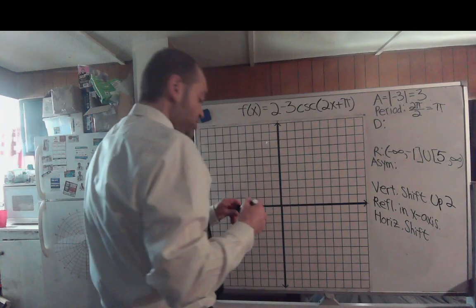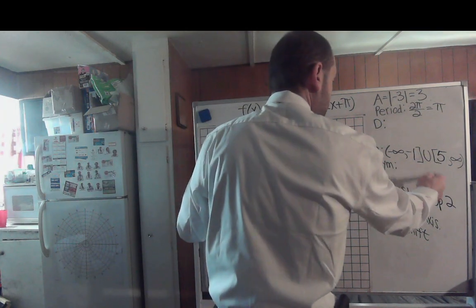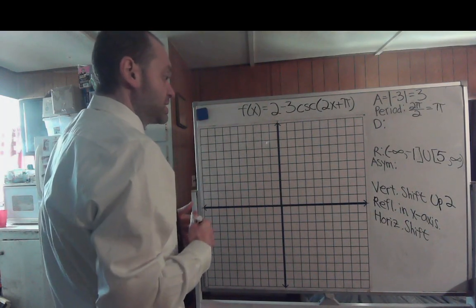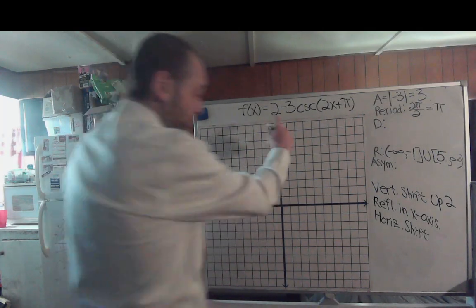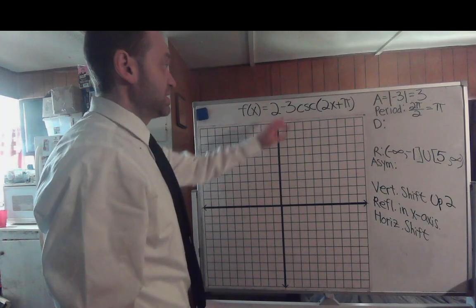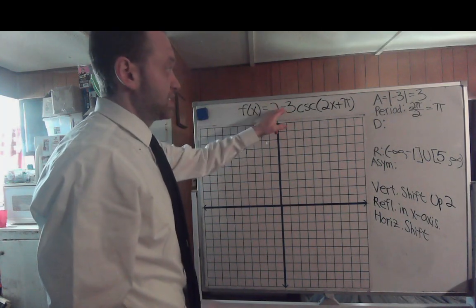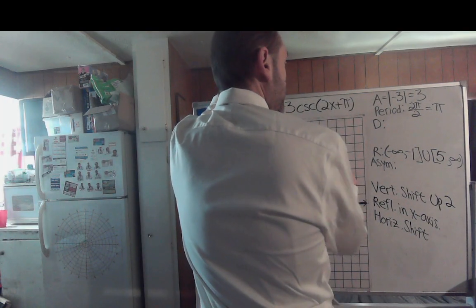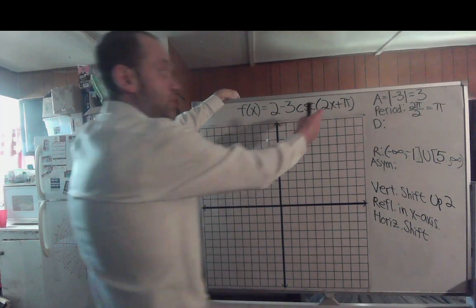So your new range is negative infinity to negative 1 in union with 5 to infinity. Now, we still have a reflection in the x-axis because this is negative. That's a negative on the cosecant. The period is 2 pi divided by that coefficient of 2 on the x, so we still have a period of pi. And at this point, we have sufficient information to at least plot the critical points. So let's go ahead and do such.